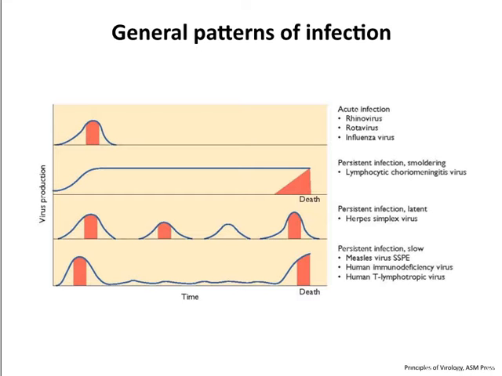Was there another question here? Okay. All right. So there are different patterns. Virus can be present always. Virus can be present initially and then seemingly go away, but the genomes remain.